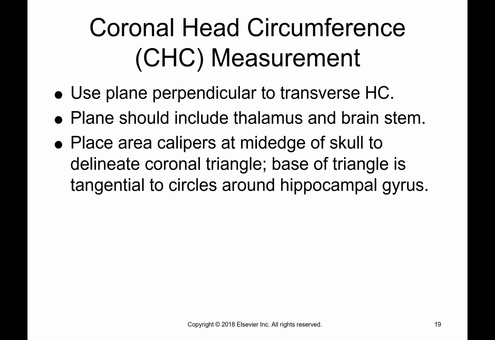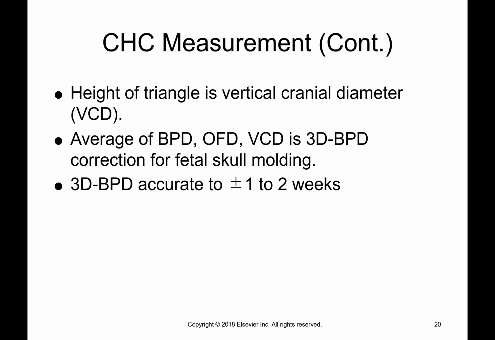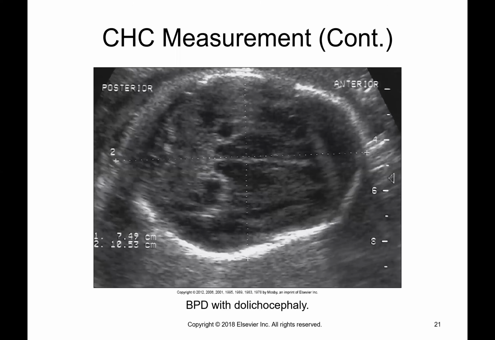Sometimes at higher centers, like MFM centers, not where you're going to start out at all, they will do a coronal head circumference for a different reason. And this is a plane perpendicular to the transverse head circumference. The plane should include the thalamus and the brainstem. And you'll still place the calipers at the mid edge of the skull to delineate the coronal triangle. Again, don't worry about this too much because we don't do this measurement. That's like looking more at a coronal view because you can see the brainstem and the thalamus.